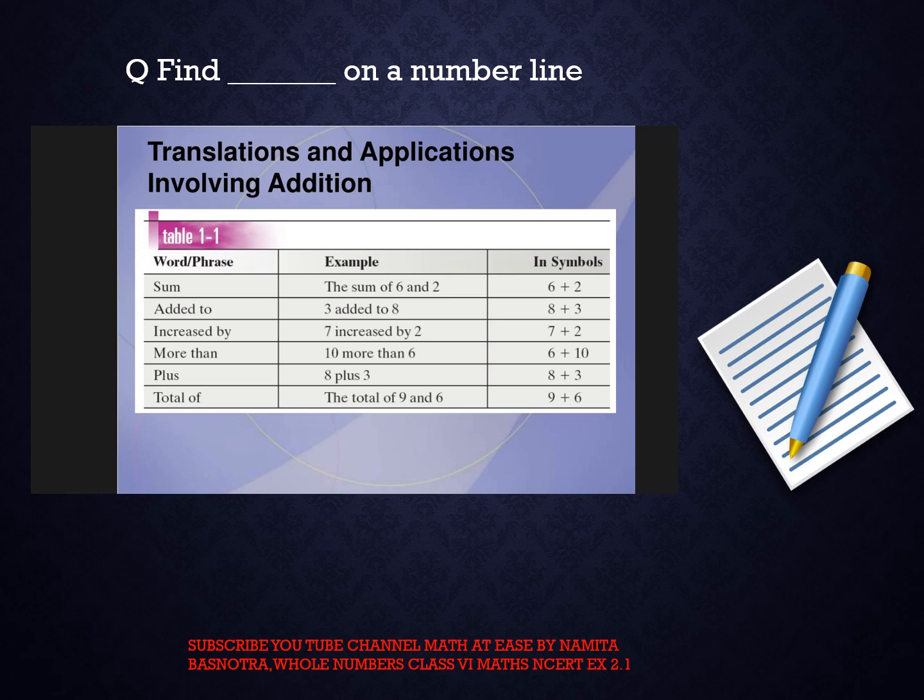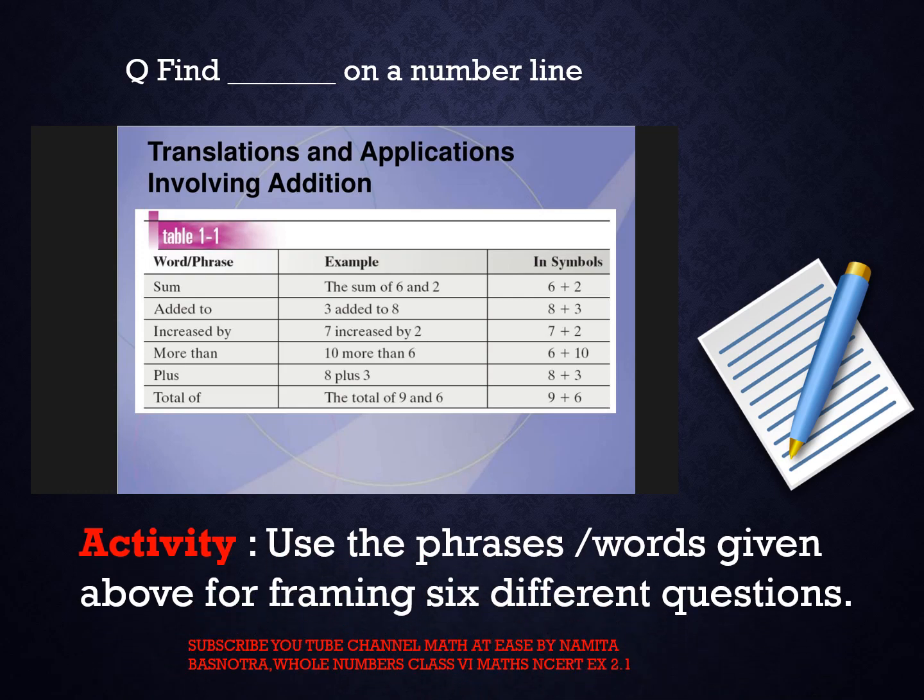Let's see this. Example 1, I read it. It says sum of 6 and 2. So find the sum of 6 and 2 on a number line, or find 3 added to 8, or find 7 increased by 2. In this special activity, you have to use these 6 phrases or words given above for framing 6 different questions. You can take, let's say, 4 plus 7 in symbols, and using 4 plus 7 you will be framing 6 different questions. Okay, get set, go.